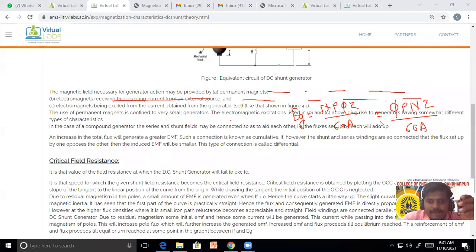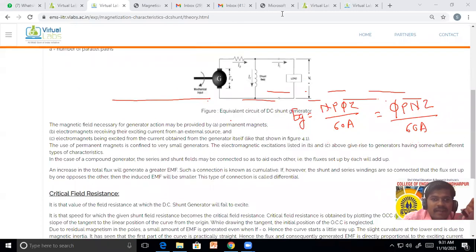Now in case of a compound generator, the series and shunt fields may be connected so that they add to each other. That means the flux will add with each other, and we select the cumulatively compounded generator. If the fluxes add to each other, then we call this generator a cumulatively compounded generator. I explained the cumulatively compounded generator in the previous lecture.